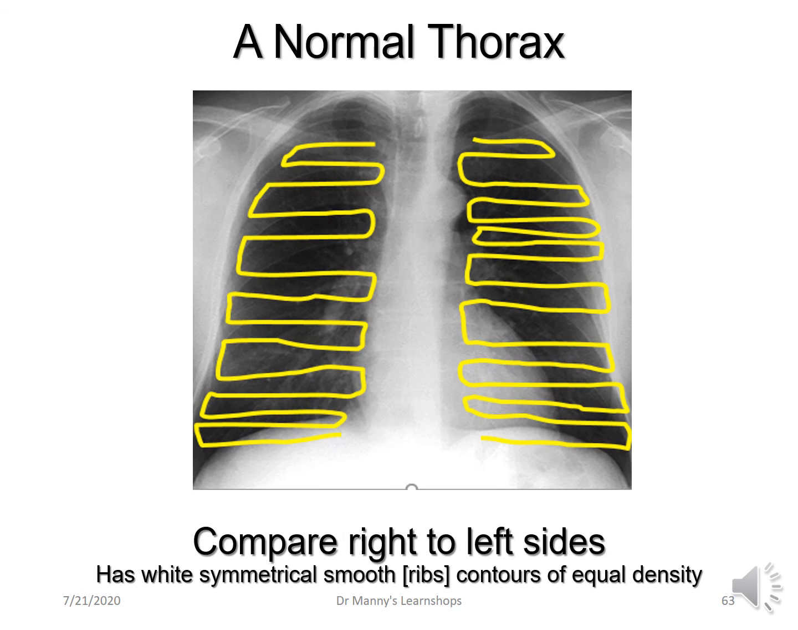Then look at the thorax. Always compare the right to the left side. The rib structure should basically be the same. It has white, symmetrical, smooth rib contours of equal density. There shouldn't be any spots in it. Just like there shouldn't be any spots in your spine or vertebrae, because this could indicate that there are lesions there that could be metastatic.